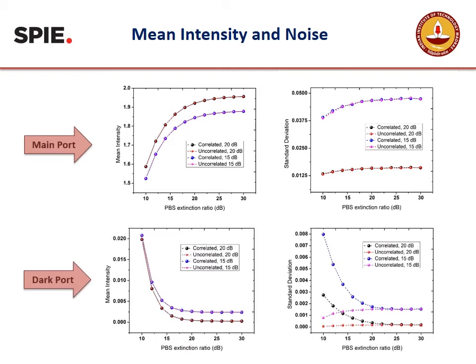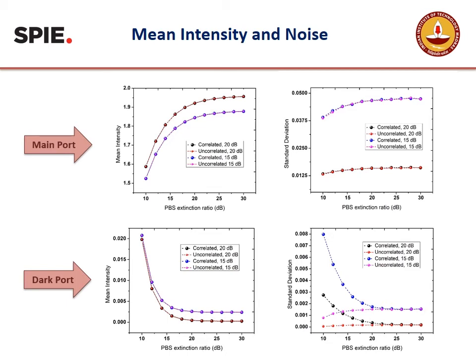Mean intensity shows a different trend with increase in PBS extinction ratio. That's also expected because when the PBS extinction ratio is higher, the PBS is more ideal, so the power going to the dark port will be decreasing. Here also, in the case of mean intensity, there is not much difference when they are correlated and uncorrelated. If we check the standard deviation of the outputs in the dark port, that shows a difference. For the uncorrelated case, we can see that there is a significant reduction in noise.